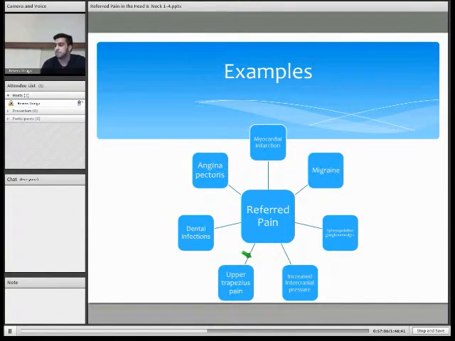Upper trapezius pain is another one of those vague ones that people complain of. You find that people refer the pain to the temples. Similarly with dental infections, it's not very well understood what the actual mechanism and cause is, but people find that they get pain in the jaw and up towards the ears. So we're going to move on.